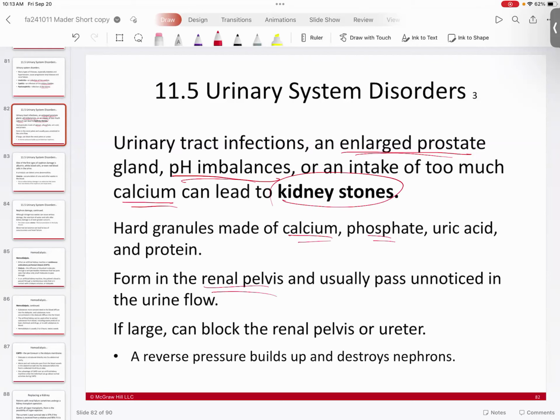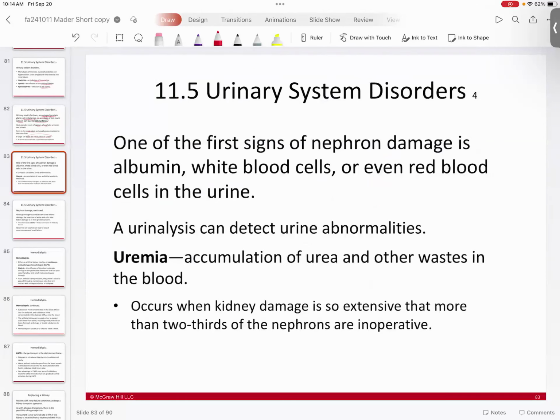Oftentimes in the renal pelvis, because there's a large opening, you don't feel them, but once they pass into the ureter, this is where they can block that ureter, that opening, and it creates a lot of pressure and it can destroy nephrons by backing up the system and things like that.